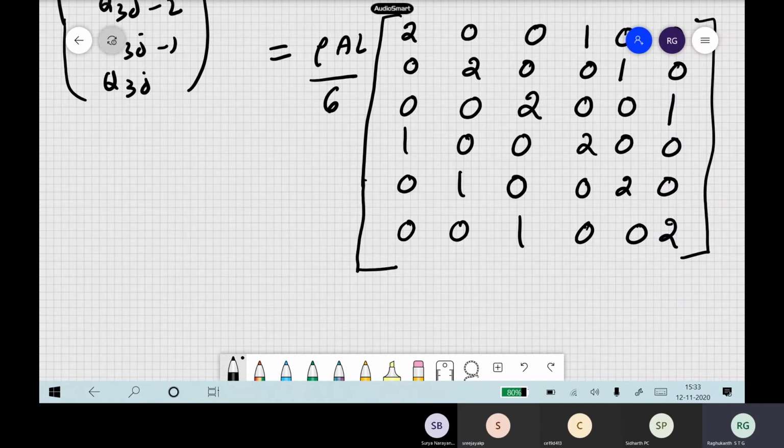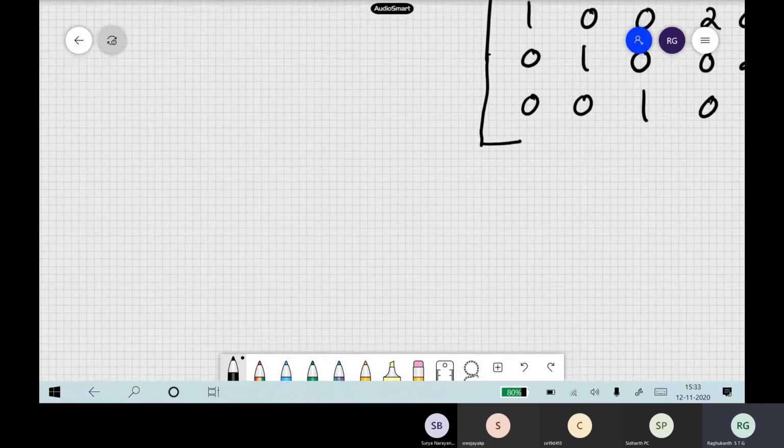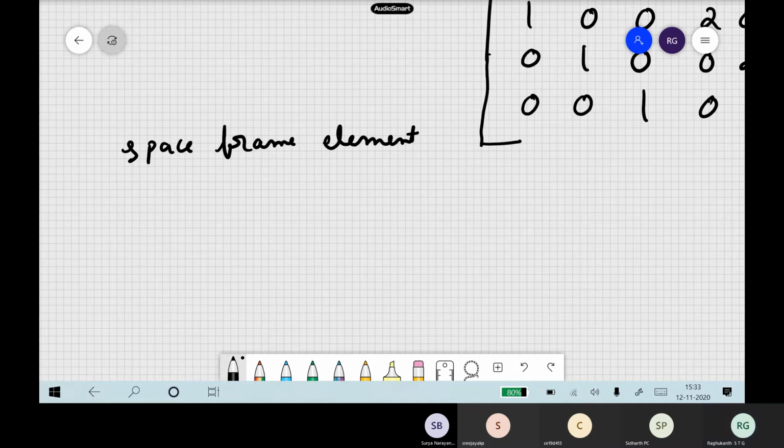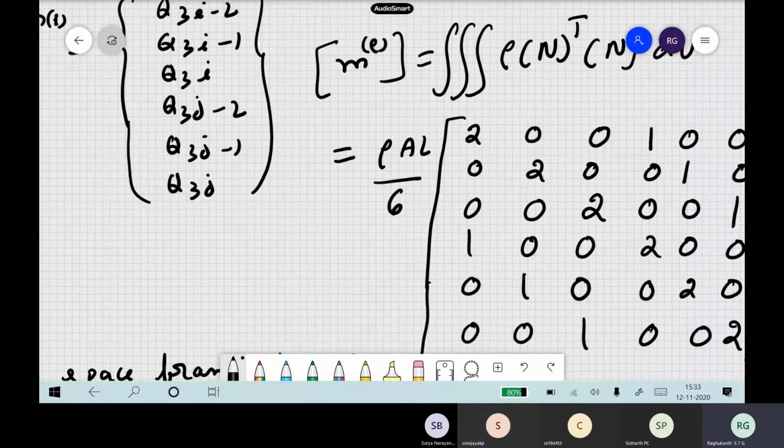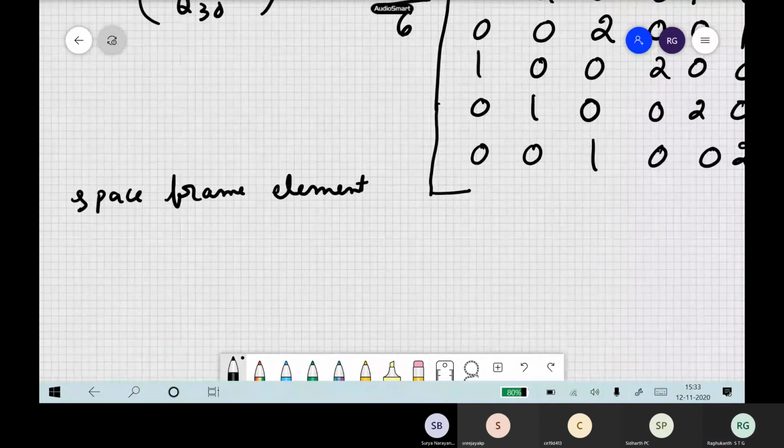So this is for a truss element. Similarly, you can find out for all kinds of elements, such as space frame elements. This is a space truss. Now you are having a frame. For a space frame, how many degrees of freedom? 12 degrees of freedom.